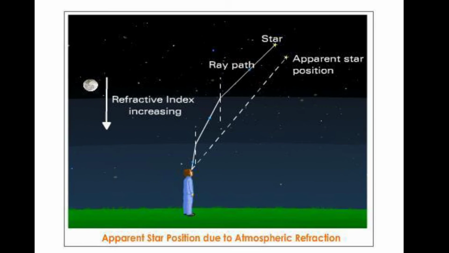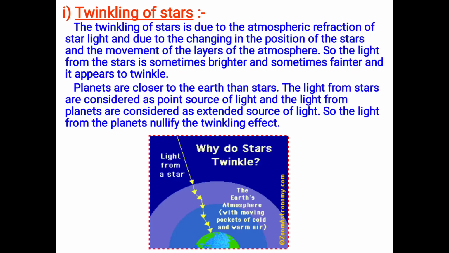Like this. And now, twinkling of stars. Here I have shown the diagram. The twinkling of the stars is due to atmospheric refraction, what I said previously. Due to the change in the position of the starlight and the movement of the layers of the atmosphere, the light from the star is sometimes brighter and sometimes fainter, and it appears to twinkle.